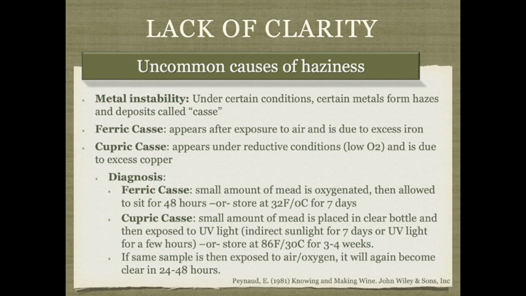The cupric cas, on the other hand, you can detect by exposing it to indirect UV light for at least a week, or UV light itself for a few hours, and in a clear bottle, obviously. Or you can store it at a reasonably warm temperature for about 3 or 4 weeks. If it's cloudy, but then you expose it to air and oxygen, it will again become clear in about 24 to 48 hours. Remember that the copper cas happens under reductive, that is low oxygen conditions, so if you expose it to oxygen, the haze that occurred during the positive test should go away, and that will confirm that it's copper.